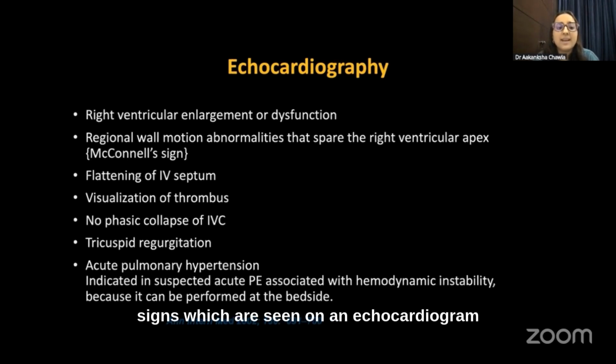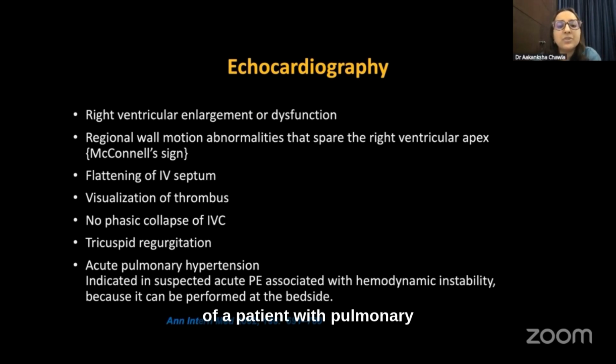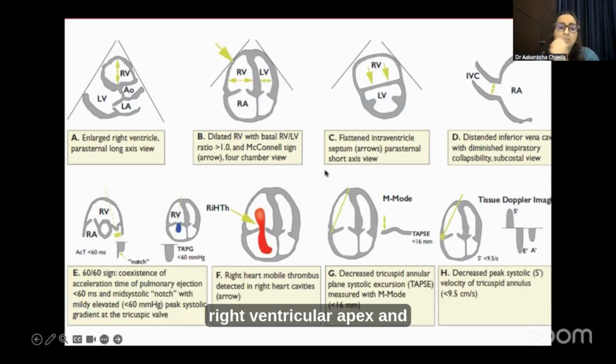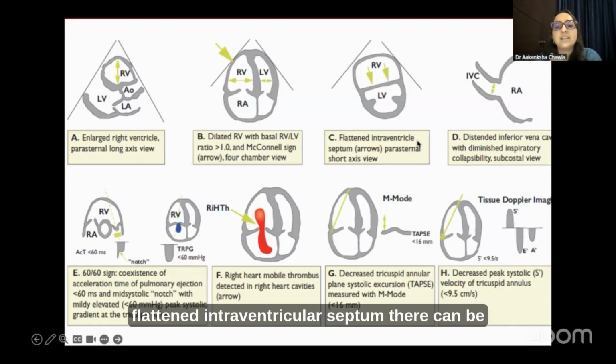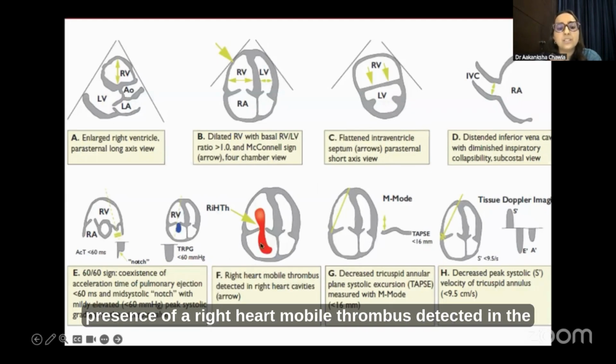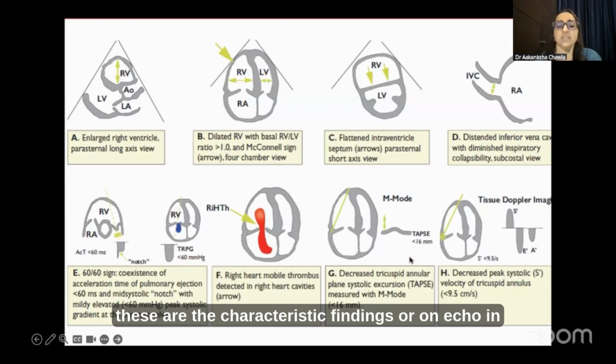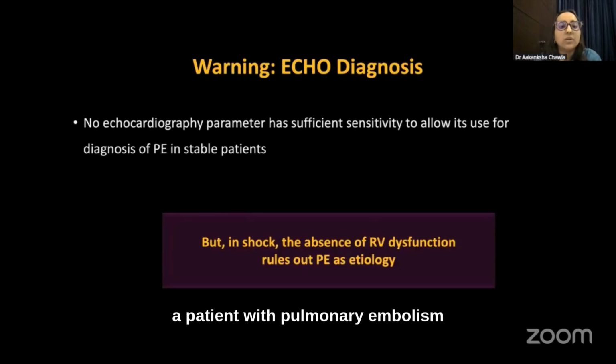Now, there are various signs which are seen on an echocardiogram of a patient with pulmonary embolism, like enlarged right ventricle, the McConnell sign, which is the regional wall abnormality with sparing of the right ventricular apex, and flattened interventricular septum. There can be presence of a right heart mobile thrombus detected in the right heart cavities, the decreased TAPSE in M mode, which is less than 16 mm. So these are the characteristic findings on echo in a patient with pulmonary embolism.